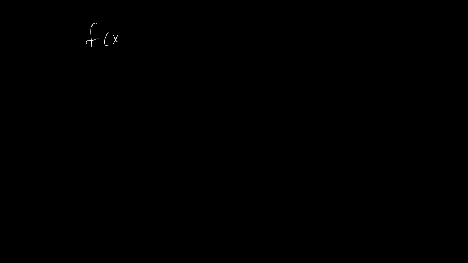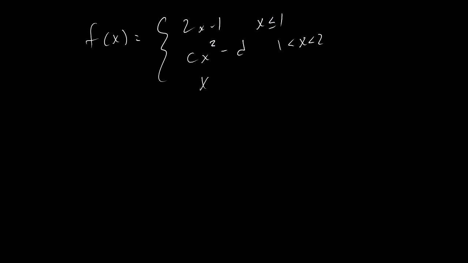So let's suppose that we have 2x minus 1 when x is less than or equal to 1. And we also have cx squared minus d when x is between 1 and 2, but also when x is greater than or equal to 2. So same thing as before. I'm going to find my left-hand side and right-hand side, but there's a trick because now I have two numbers. I have my 2 and I also have my 1.